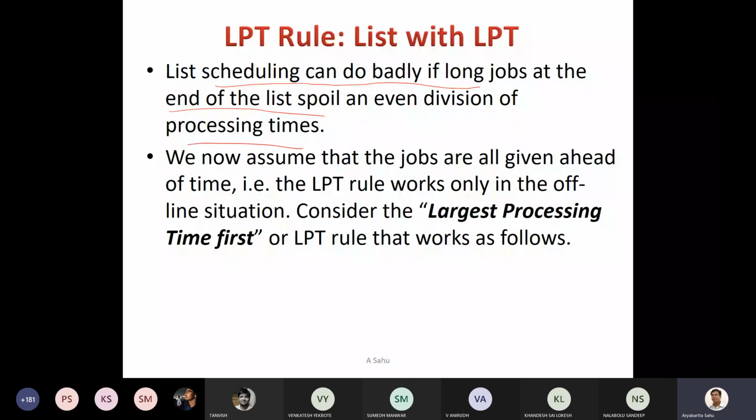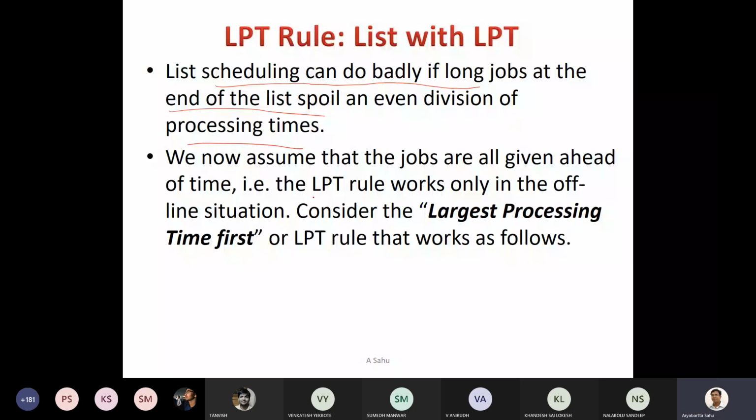Now we assume that jobs are given ahead of time, then the LPT rule works very nicely. What is the LPT rule? In offline situations, where all the tasks are given, we can use the longest processing time first rule. The LPT rule is simple: sort the jobs based on decreasing processing time.